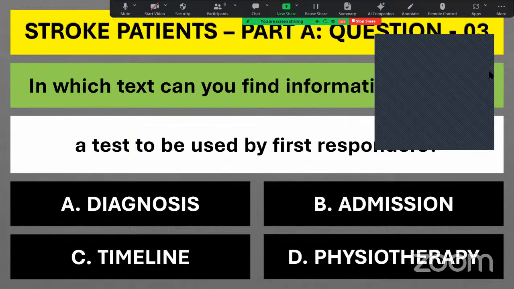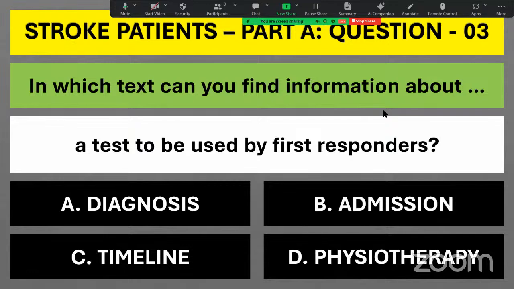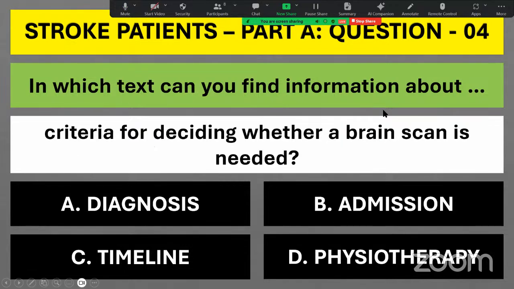Yeah, A. Very good. Next, question 4. Just a recap, so the third part will be easy afterwards. Question number 4: criteria for deciding whether a brain scan is needed or not.